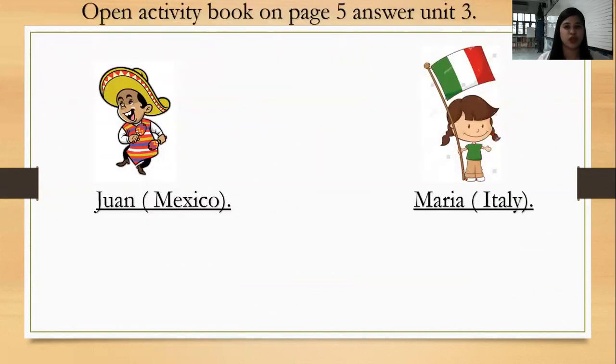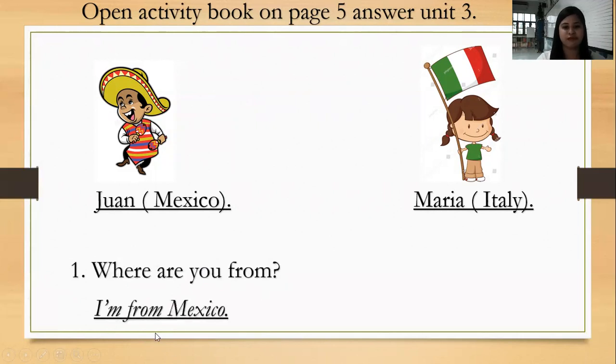Open your books on page 5. Page 5. Let us answer Unit 3. One is from Mexico. Where are you from? I'm from Mexico. Maria. From Italy.